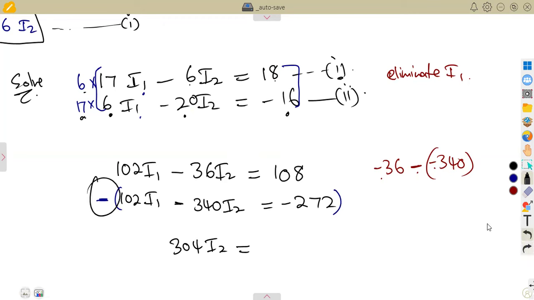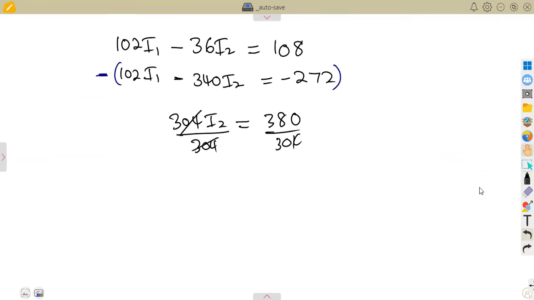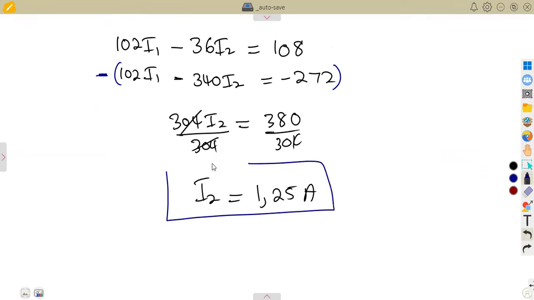There's a minus that is controlling the equation. So that's 108 minus 272, like this. Minus minus will be a plus. So this will give us 380 at the end. You're going to obtain 380. So to determine I2, you can just divide by 304. That's it, just like that. So we've got our current 2, which is going to be 1,25 amps.